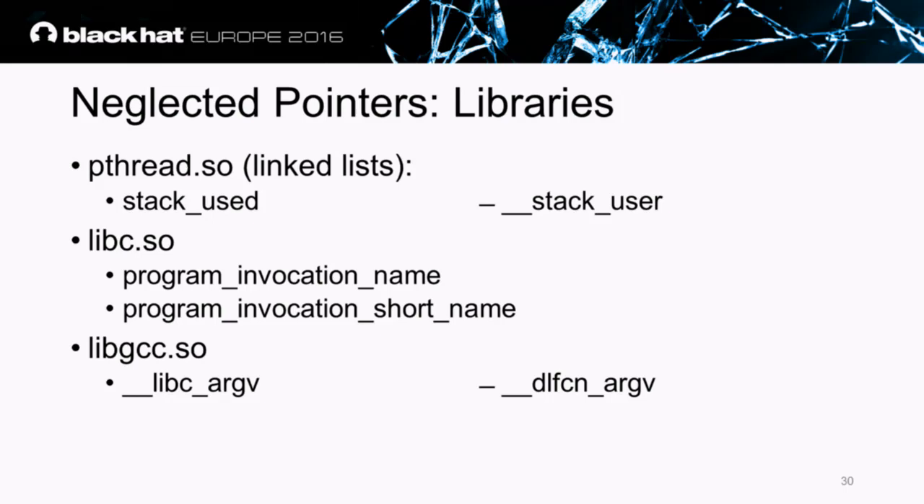These two variables are linked lists that point to the TCB, for secondary stacks, so for secondary threads. So what are secondary threads? You have a main thread that is created by the kernel. When the program starts, you have one stack that is created by the kernel. That's the main stack. And the threads that are created afterwards during runtime are the secondary threads. Stack used points to the secondary threads' stacks, and stack user points to the main thread.